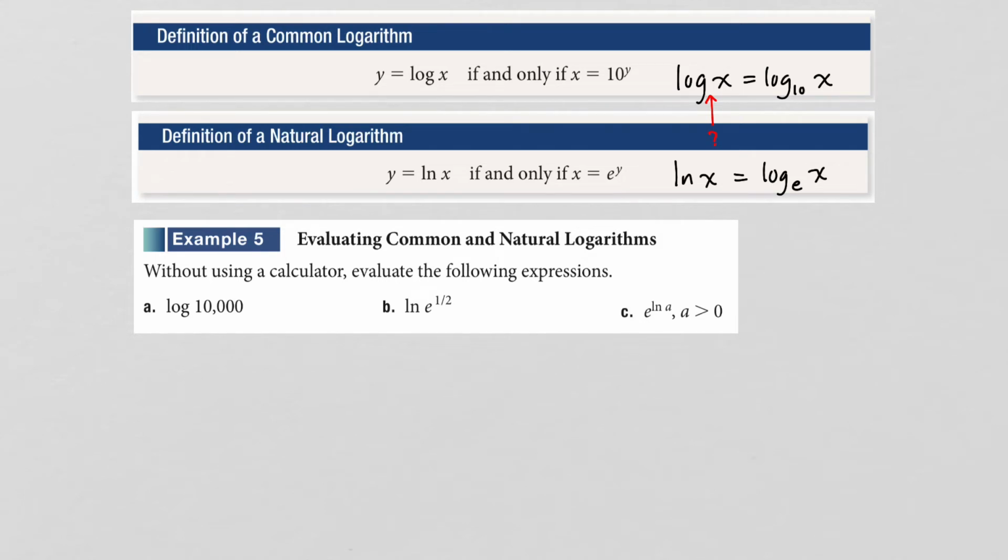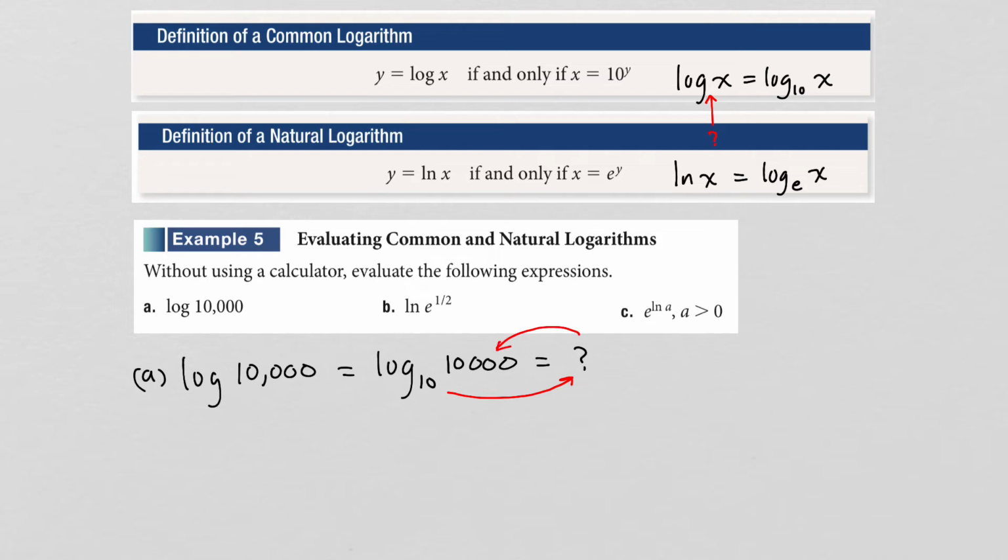So in our next couple of examples, we are asked to find the log of 10,000. And we want to do this without using a calculator. So remember, a log with no base here means the base is 10. So this is the same as log base 10 of 10,000. And we want to know, what does this equal? Well, it means that if you take 10 and you raise it to that power, you get 10,000. So 10 to what power equals 10,000?